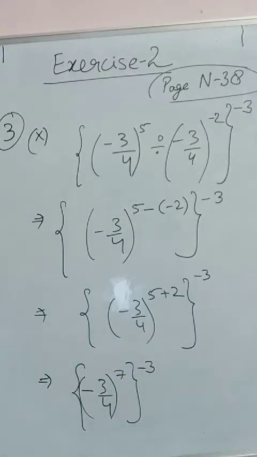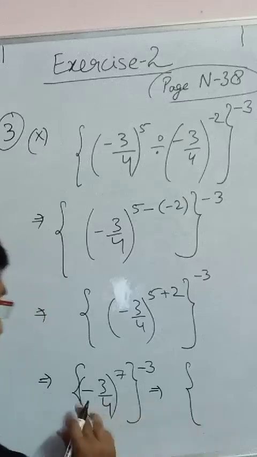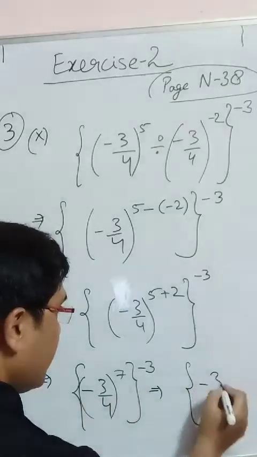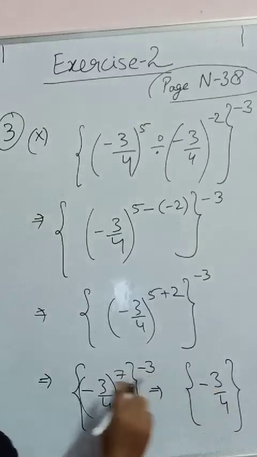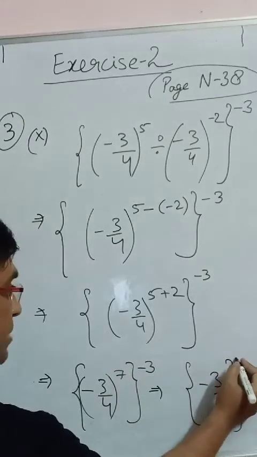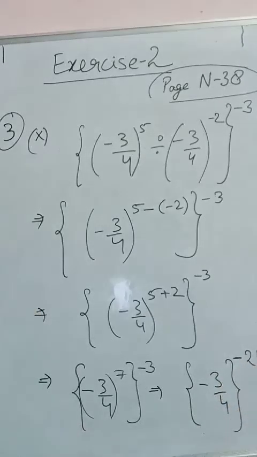Right? And then what do we get? We get the last answer. Not the last answer actually. The circular bracket is removed. Minus 3 upon 4, and the powers get multiplied. 7 into minus 3. Positive number into negative number is minus. And 7 into 3 is 21. So it is minus 21.